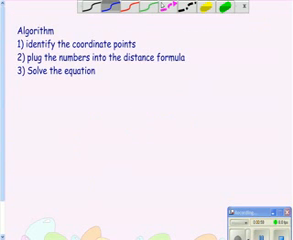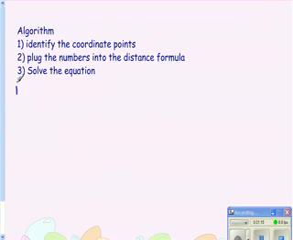Our steps that we're going to follow for these problems: identify the coordinate points, in other words, find x1, y1, x2, y2. Plug the numbers into the distance formula, and then solve the equation. Alright, and that's the basics. So starting on number 1.